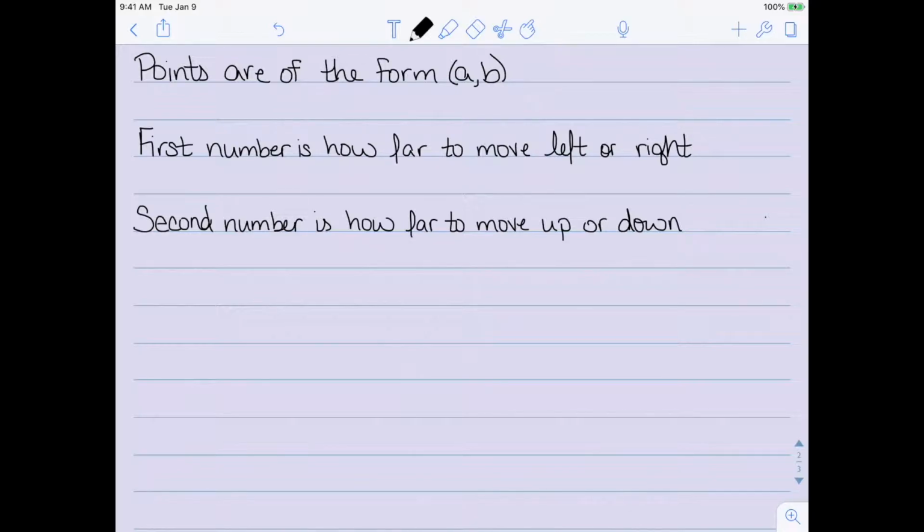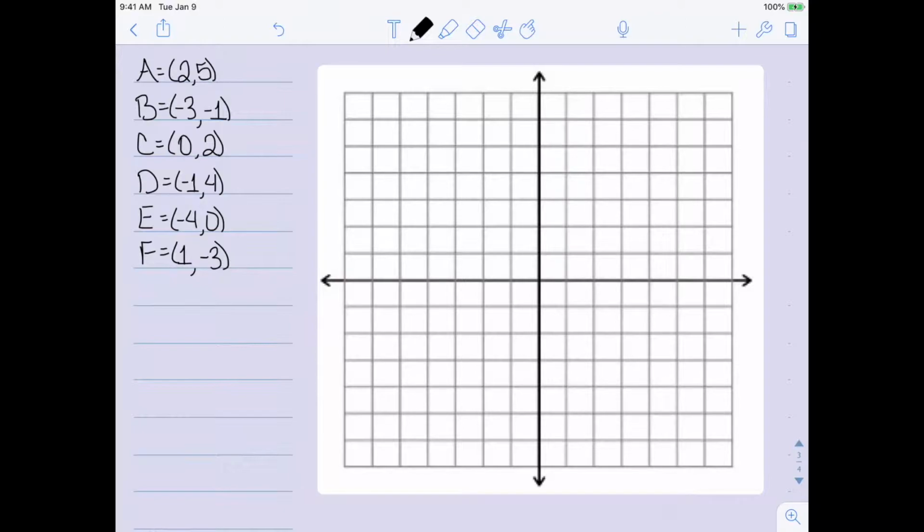So let's look at some examples. So here are 6 points. We want to plot these and then determine either which quadrant they're in or which axis they lie on. So first is A, (2, 5). So we start at the origin, we go right twice and up 5. That puts me right here. So that's point A. B says (-3, -1). So we move left 3 and down 1.